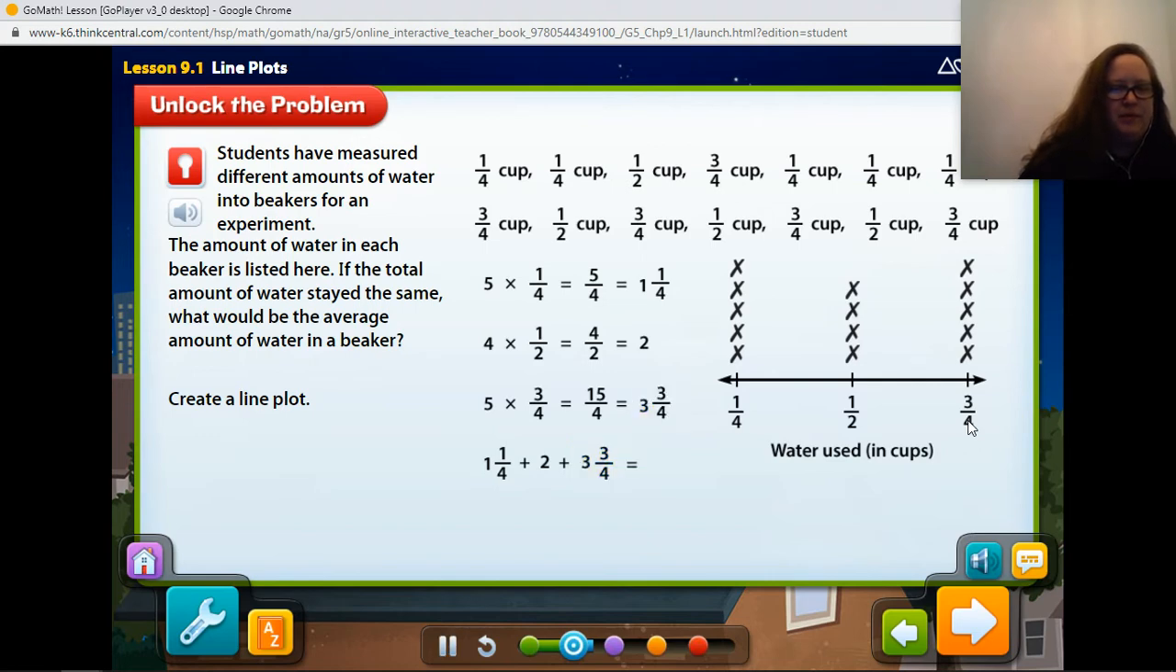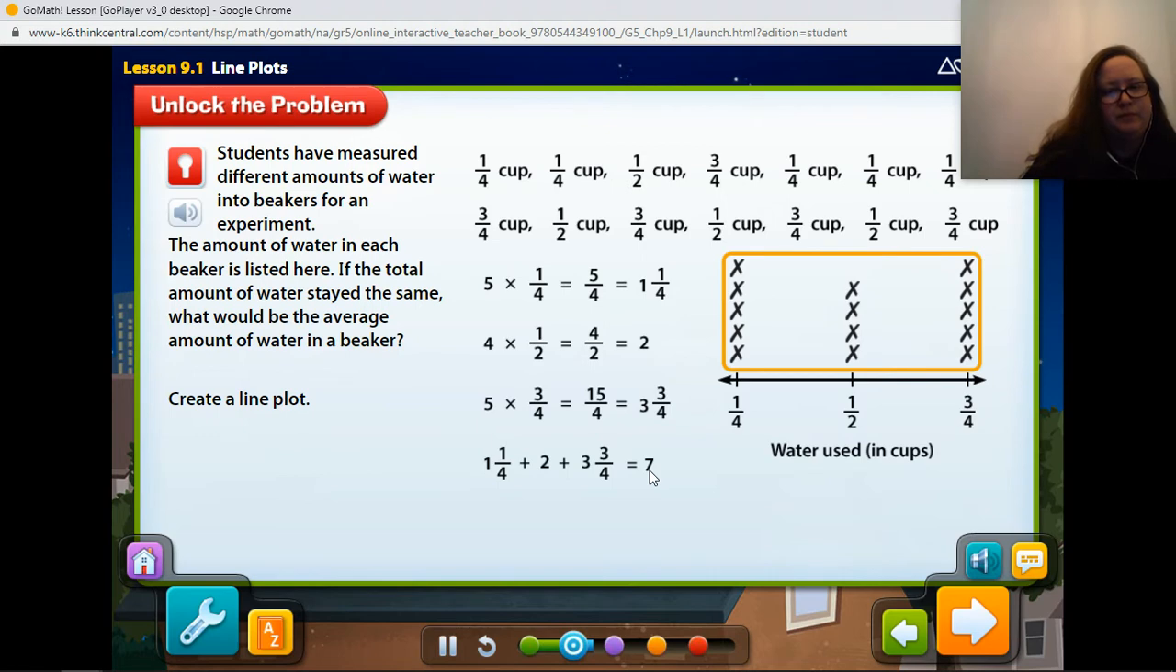Add to find the total amount of water in all of the beakers. When we add, we see that we have 1 whole plus 2 wholes, which is 3 wholes. And 3 plus 3 is 6, so that'll give us 6 wholes. And then we have 1/4 plus 3/4, which would equal 4/4, which is one whole, and 6 plus 1 is 7. There are 7 cups of water in all of the beakers.